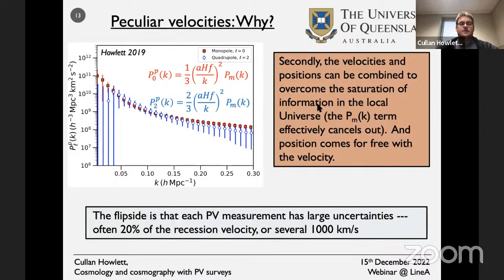The downside is that each pure velocity measurement has extremely large uncertainties. This is often about 20% of the recession velocity, or on order of several thousand kilometers per second, on a measurement which we expect from theory should only be a few hundred kilometers per second. So you need a lot of pure velocities in a very small volume to average out this random error. But luckily with current or upcoming surveys, we have started to achieve this.